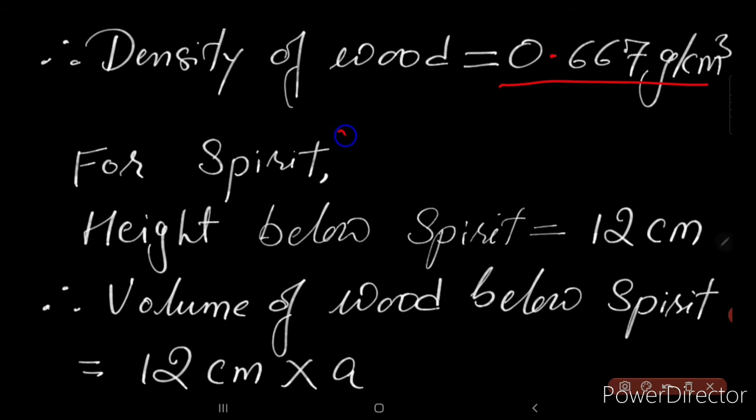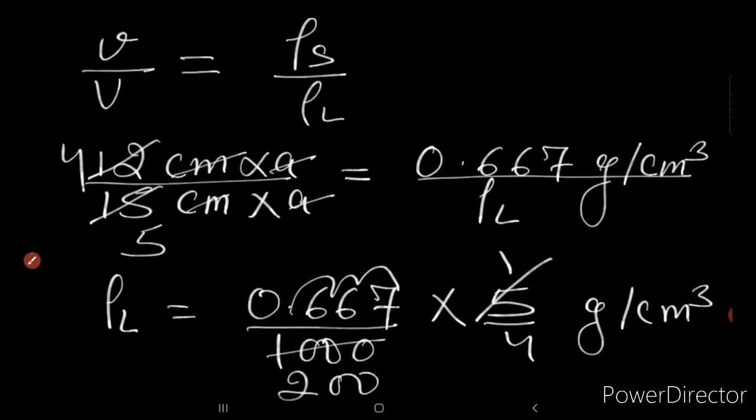Now for the second liquid, right, height below the spirit is 12 centimeter, so the volume below the spirit will be 12 into A, like before. Now using the formula, small v upon capital V equals rho s upon rho L, and then replacing the values of small v. Now the small v's value is 12 into A, whereas the capital V's value is 15 into A, will be equal to the density of the solid. Just now we calculated it to be 0.667 upon the density of the liquid.